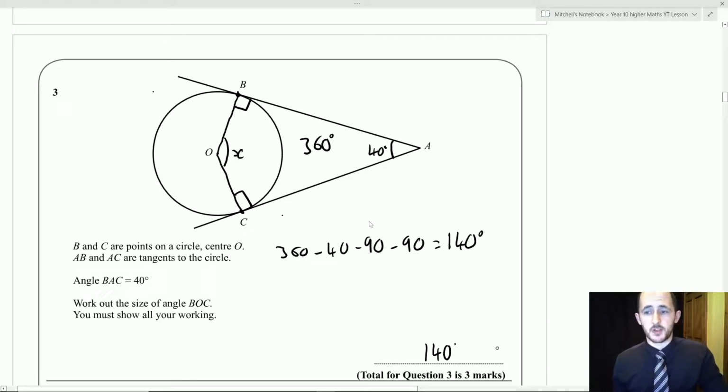So again, these first questions are just showing us, it's quite basic. It looks like the rule, you need to use the rule, that's it, okay? But they do get trickier later on.